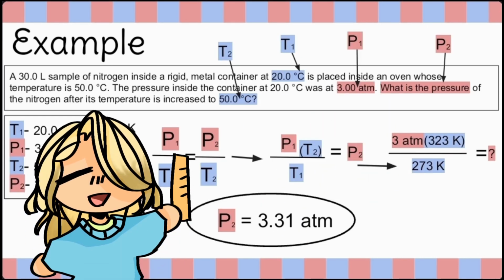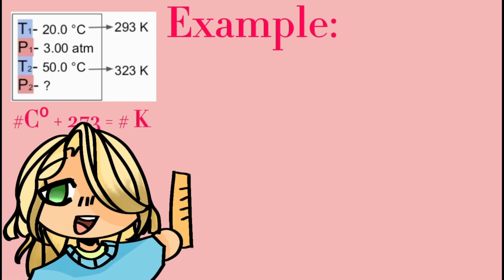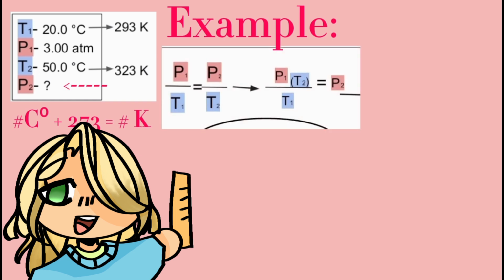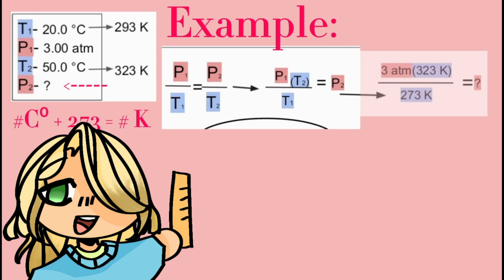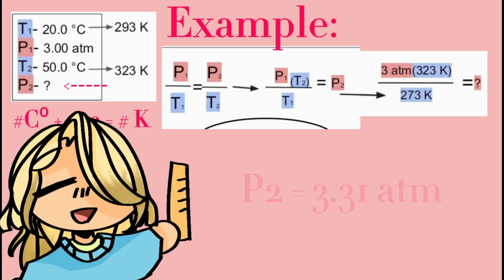Here's an example problem. The first step to solving this problem is to write down everything we have. We have temperature 1, pressure 1, and temperature 2. For the temperatures, we convert them from Celsius to Kelvin by adding 273. The next step is identifying what you need. We are looking for pressure 2. Then reorganize the equation to fit the problem and fill it with what you have. Now all you have to do is solve it. The second pressure is 3.31 ATM.